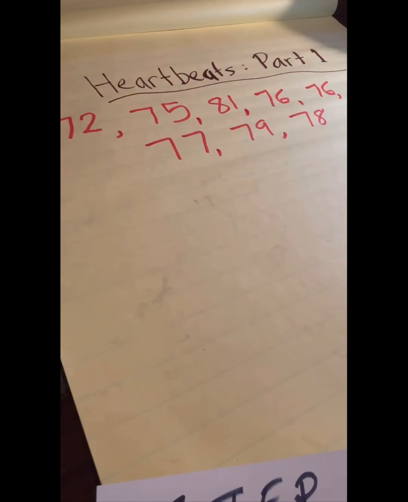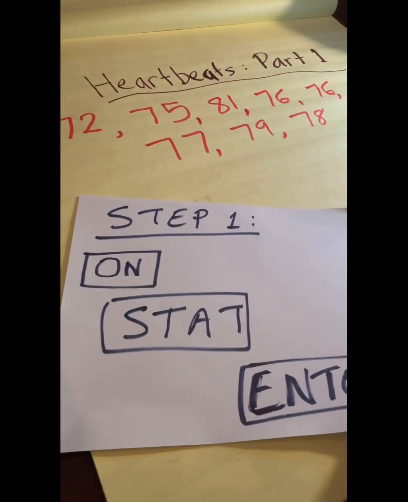Okay, so today you are using the TI-84 to do statistics. In your activity, you're going to analyze these pieces of data, heartbeats of some students: 72, 75, 81, 76, 76, 77, 79, and 78. Your job is going to be to get some of the information that you would normally put in a box plot from this data set. All right, so how are we going to do that? Well, we're going to use our calculators.